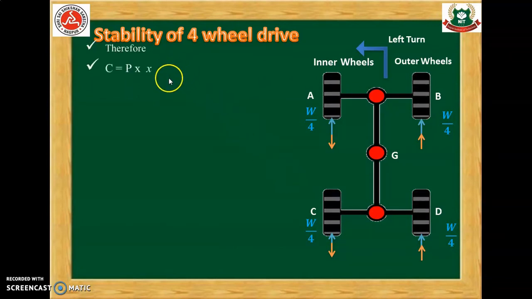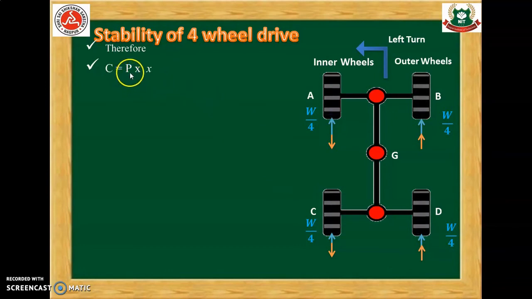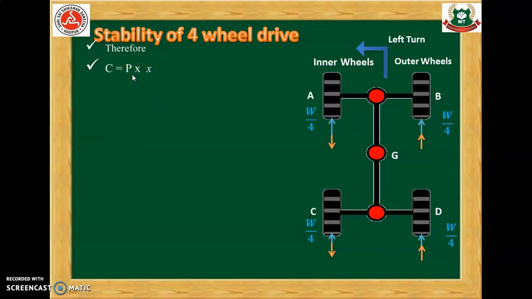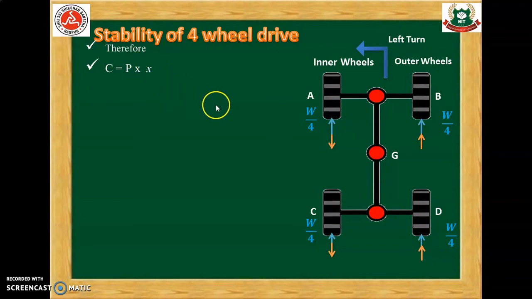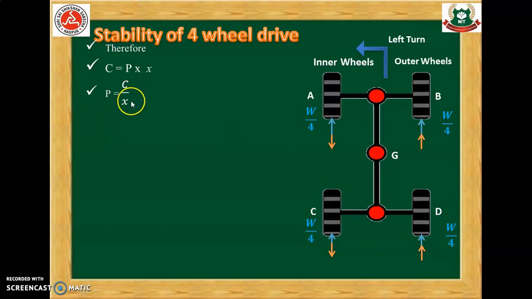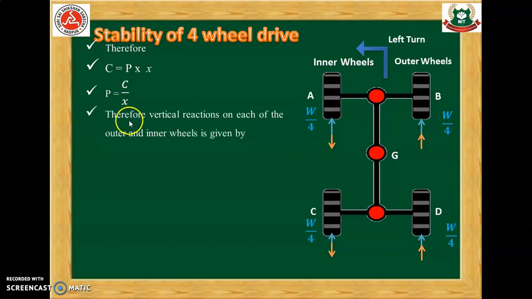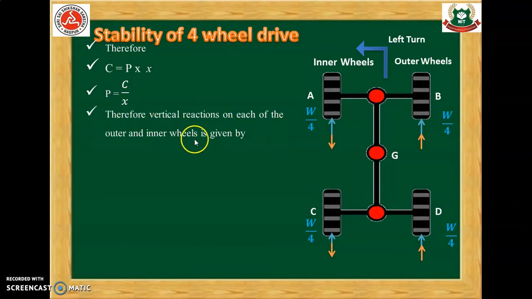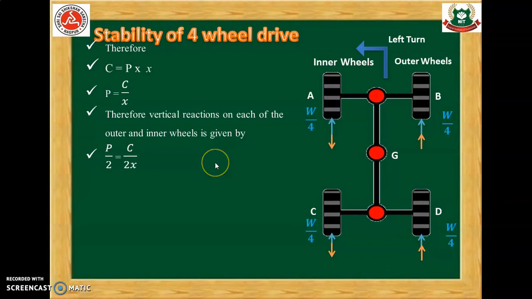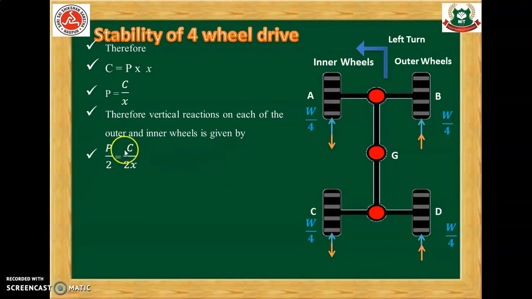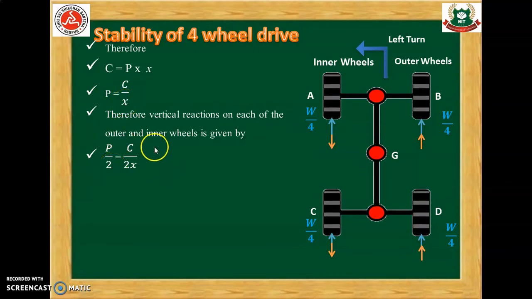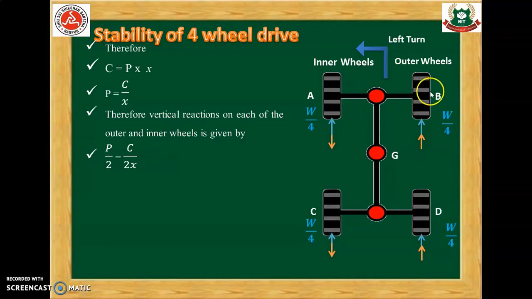Here the net gyroscopic couple C is nothing but the product of P multiplied by X, where P is the reaction force which is generated due to the couple at a distance of X. Therefore, the reaction force P is equal to C upon X. Here the vertical reaction on each of the outer and inner wheels is given by the equation P by 2 equals C upon twice X. So here we have just divided the equation P equals C upon X by the term 2, because we have 2 inner wheels and 2 outer wheels.